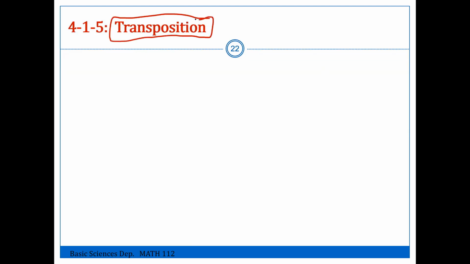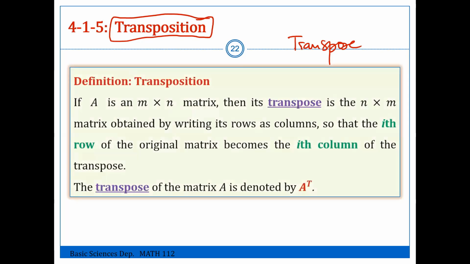We haven't seen it before, which is transposition. The transpose. Have you seen it before or not? The transpose. Who has seen it? Have any idea about transpose? It's easy. The transpose matrix is denoted by A^T, A transpose.